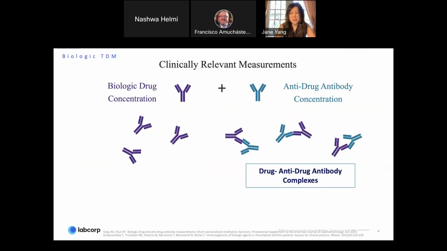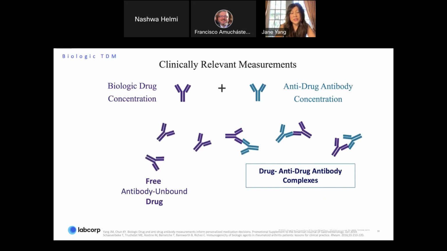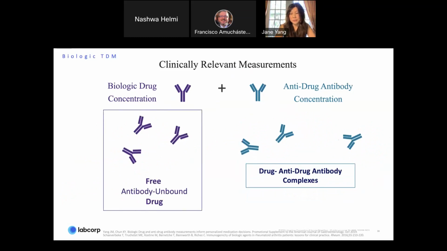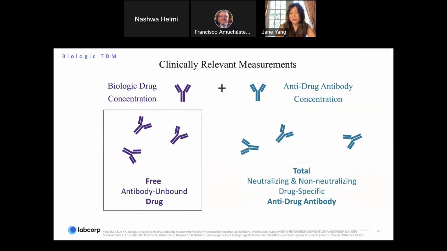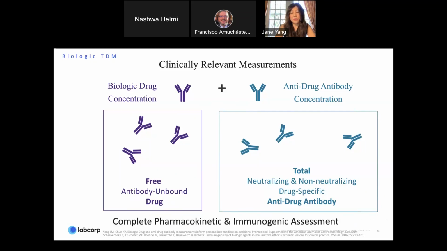And then it becomes important to consider what are the clinically relevant measurements. In this scenario, only the free, unbound drug is pharmacodynamically active. At the same time, it is the total antidrug antibodies, both neutralizing and non-neutralizing, that can negatively impact active drug by preventing drug binding to target and/or by increasing drug clearance. So it is free drug and total antibody that are the clinically relevant measurements that together provide pharmacokinetic and immunogenic assessment that cannot be ascertained clinically.